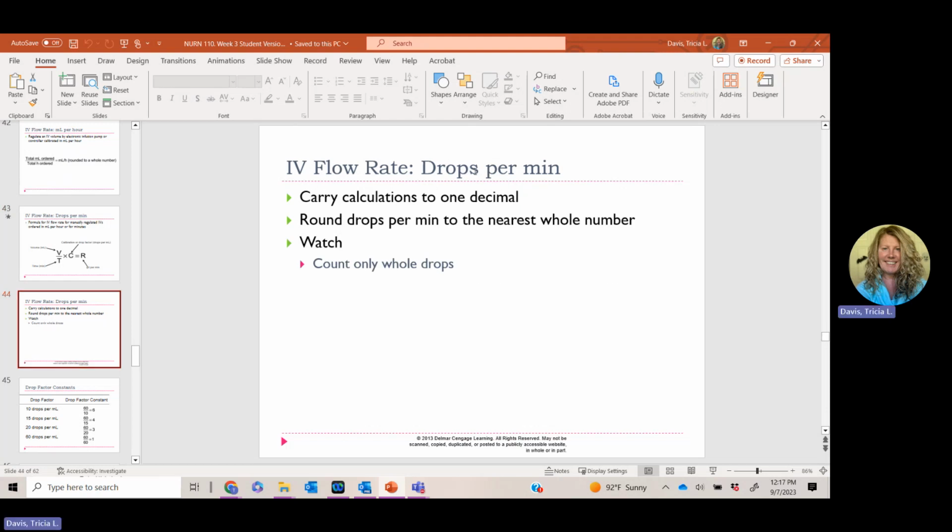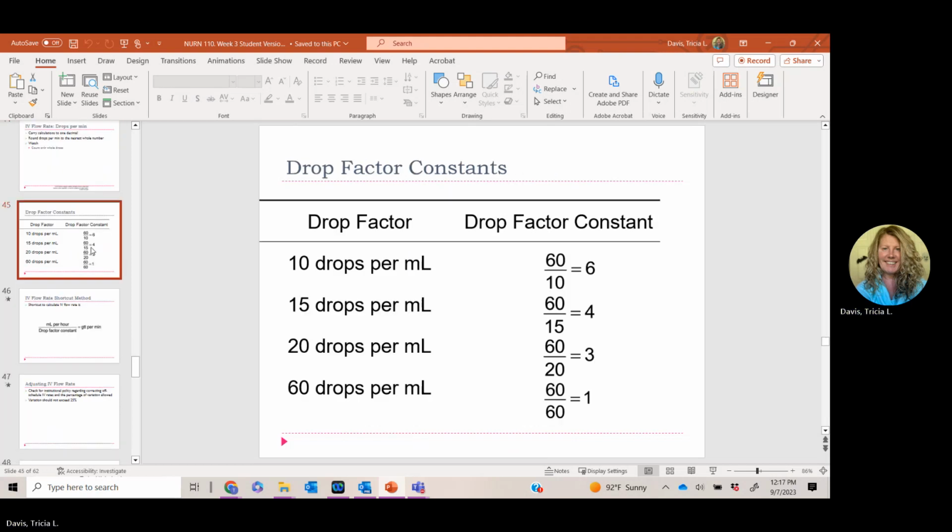For IV flow rate problems, we always carry our calculations to 1 decimal point. We round our drops per minute to the nearest whole drop, because it's impossible to calculate half of a drop. So we only calculate whole drops. These are just an example of the drop factors in our drop factor constants. 10 drops per ml is 6, 15 drops per ml is 4, 20 drops for every ml is 3, and 60 drops per ml is 1.